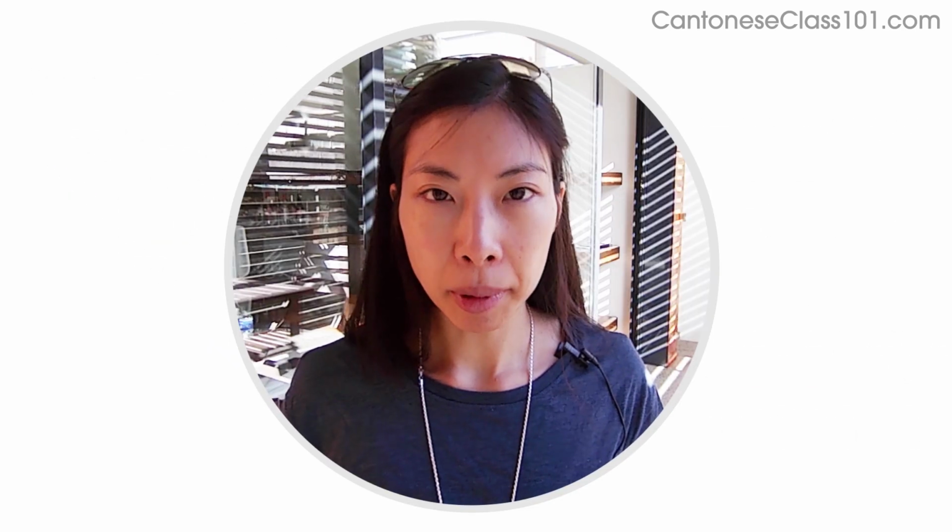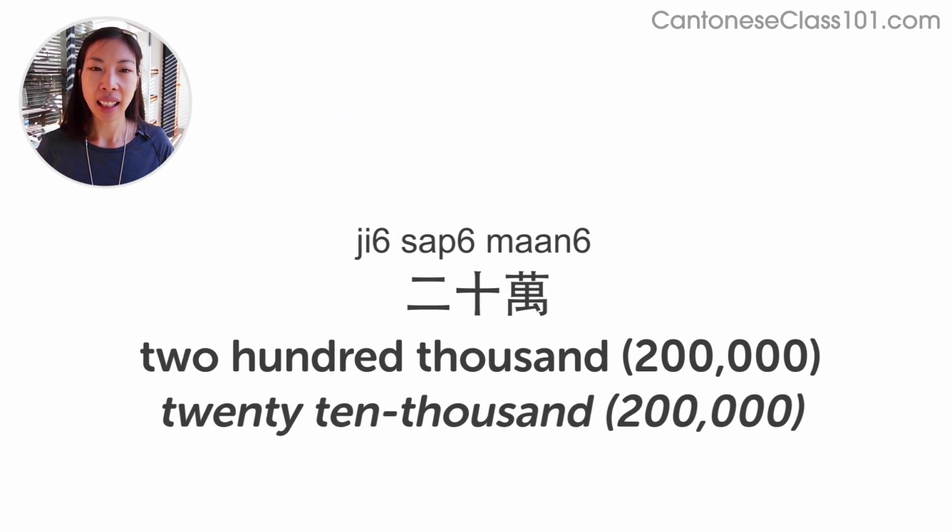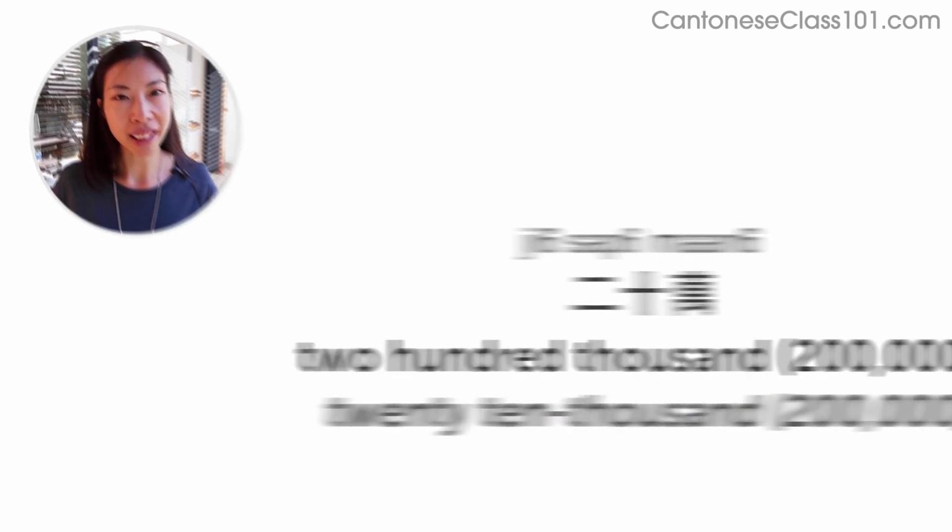And for larger denominations like hundreds, thousands, 10,000s, either 二 or 兩 can be used, except when the number 20 is involved, such as 200,000, 二十萬. Note that this is a different counting system. In English, we say 200,000, but in Cantonese, it's literally 20 10,000s. In the lesson note, you'll find a list for your reference.